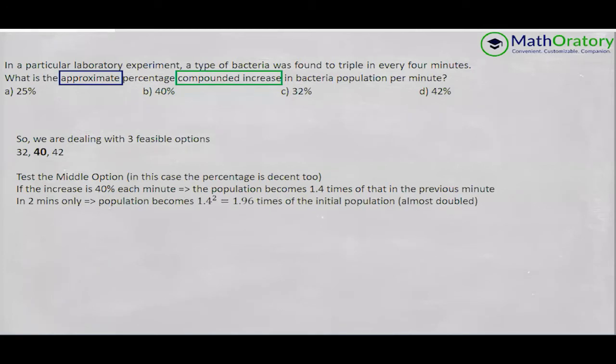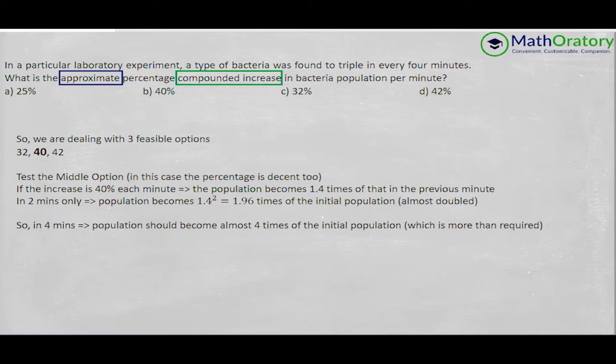So in 2 minutes itself, you can see 1.4 square is 1.96, right? So in 2 minutes itself, it becomes 1.96, and that is almost doubled. So if it is doubling almost in 2 minutes, in 4 minutes, it should become 4 times of the initial population. So had we been dealing with 40%, then we are getting 4 times of the initial population, not 3 times. So our answer, which is more than required in this case, so our answer should actually be less than 40%. Now, out of the three feasible options that we have, there is only one option allowed. That is less than 40 is only 32. So the answer is straight away 32.